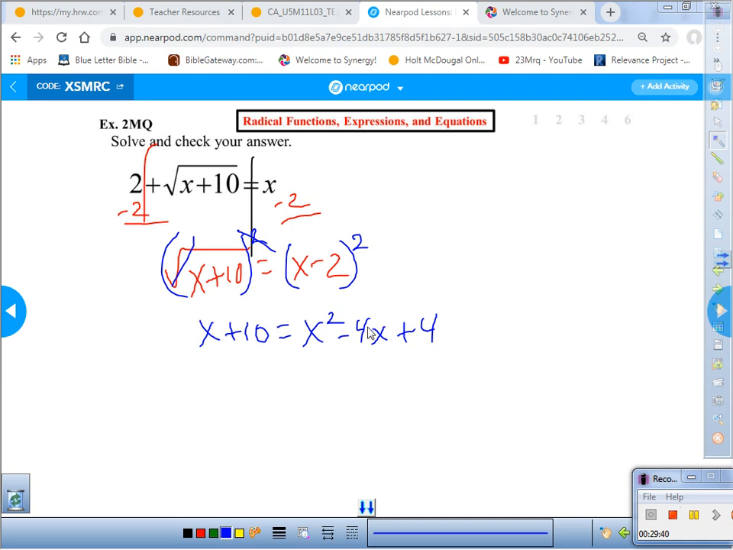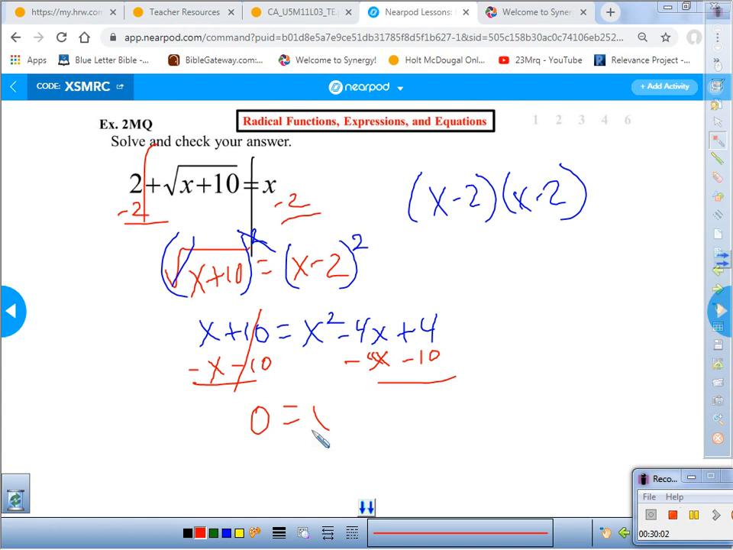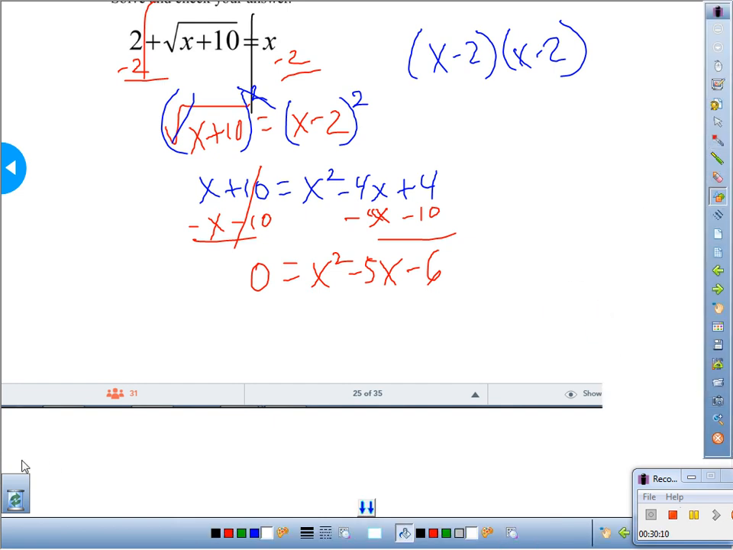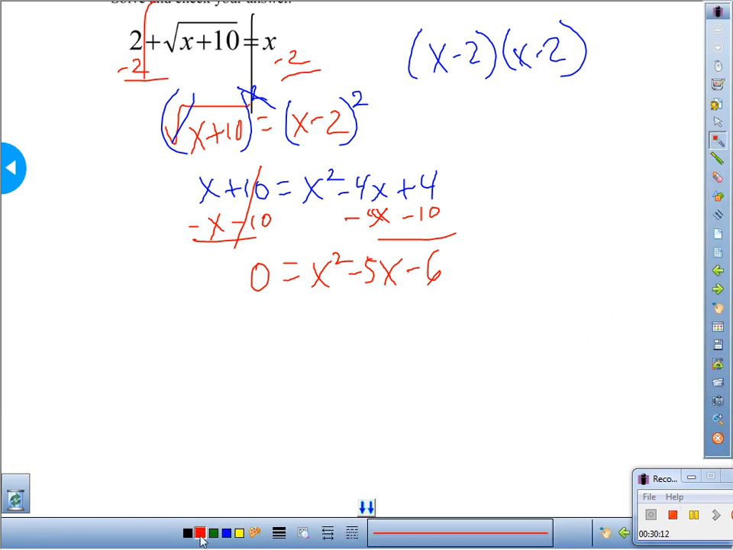Does everybody see how I got this? Yes, x minus 2 times x minus 2. And then, set it equal to 0, right? Minus x minus 10, minus x minus 10. 0 equals x squared minus 5x minus 6. And from there, the rest of it is history, yes? Does that look familiar, guys? Like when we've been solving quadratics already?